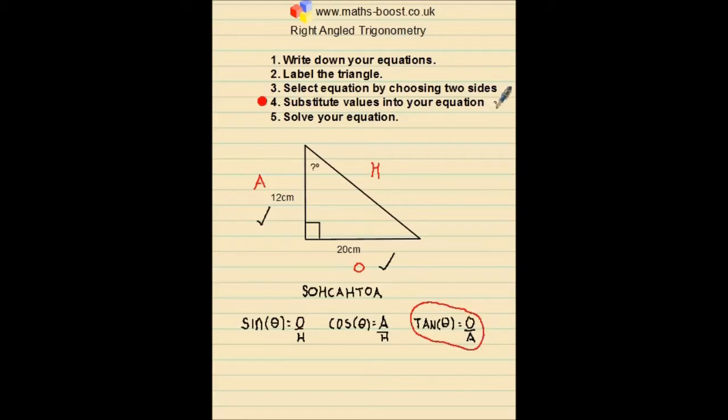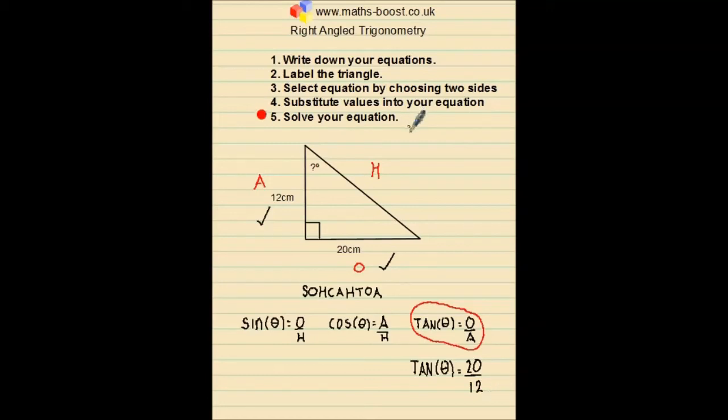Next, we substitute our known values into the equation. We don't know what the angle is, so we have to leave this as theta. But we do know the length of the opposite side is 20. And we know the length of the adjacent side is 12.